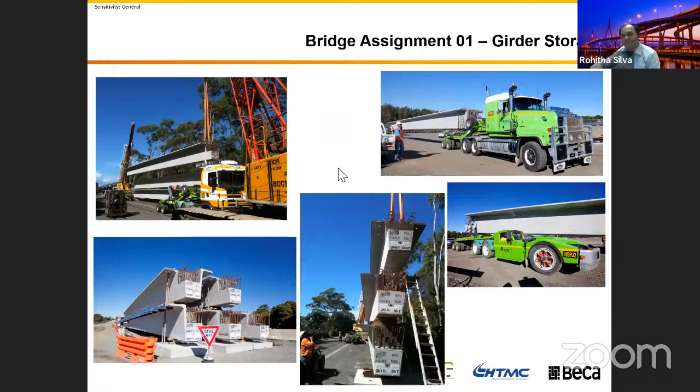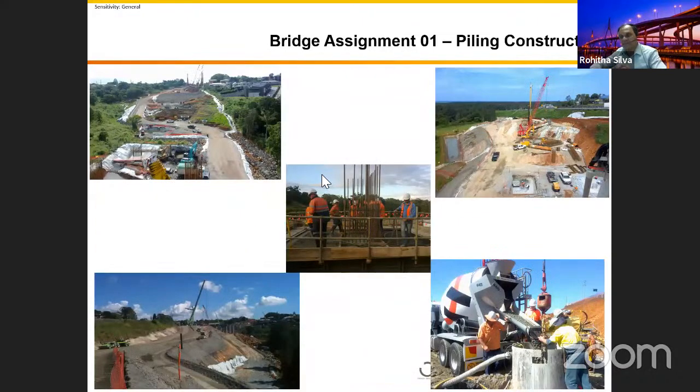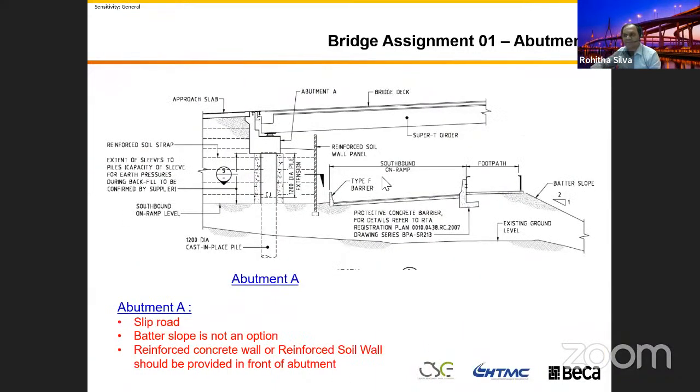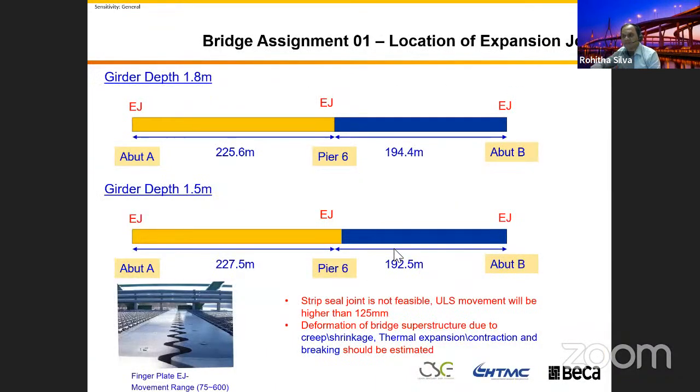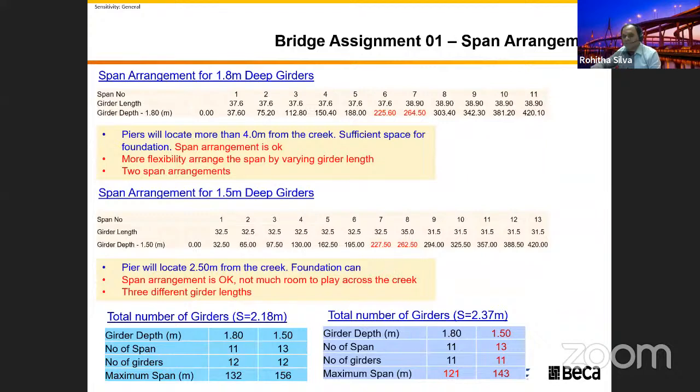the main constraint in here dictates the span arrangement and span selection as well. But please remember the 1.8 deep girders when you use them for construction. I will go back to that slide before I finish this presentation today. Though you can go to the 11 girder one.